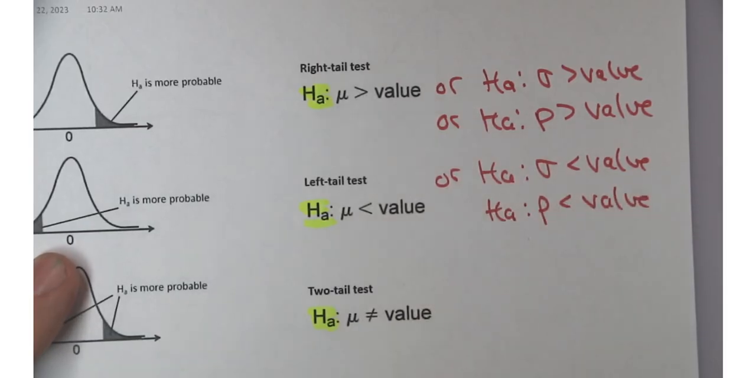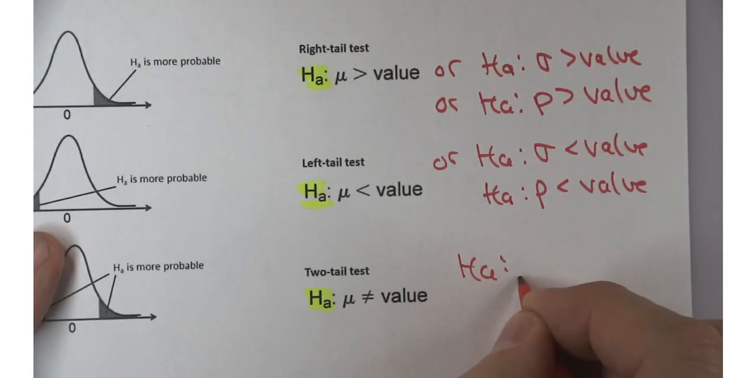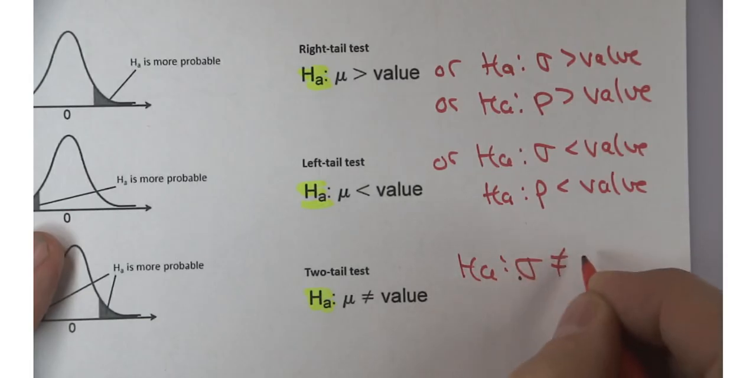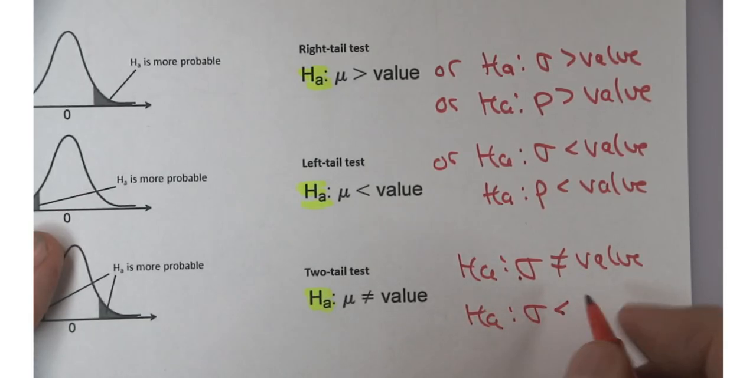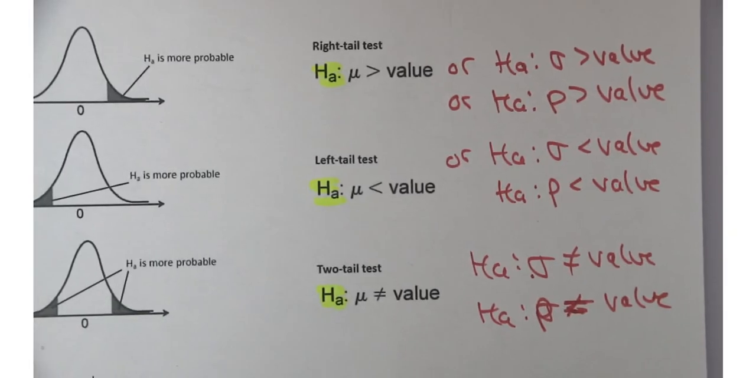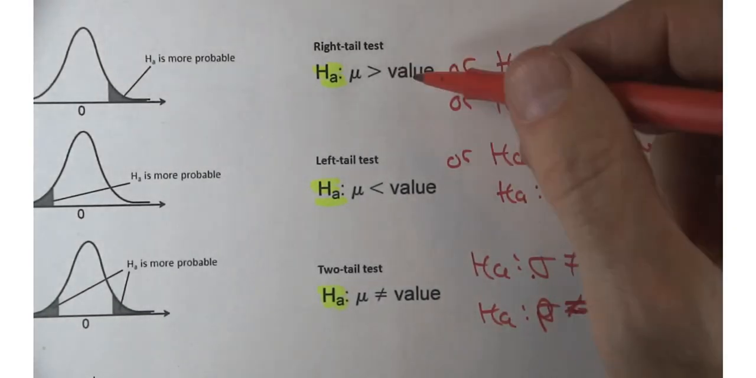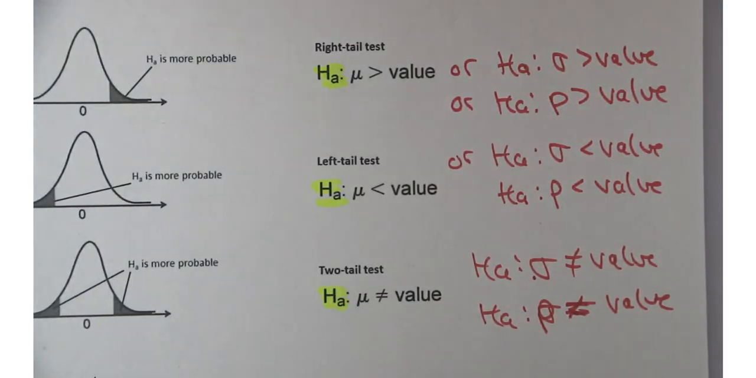And finally, the same thing is true of your two tail test. Sigma is not equal to some value, and P is not equal to some value. So all these end up in two-tailed tests. What matters is the inequality symbol in your alternative hypothesis. That tells you what tailed test you're going to get.